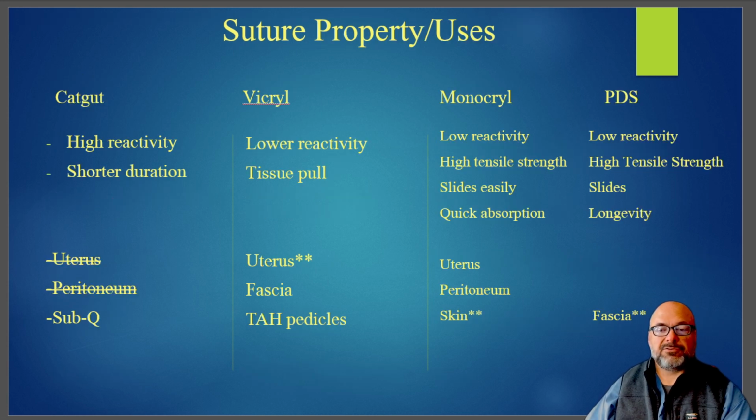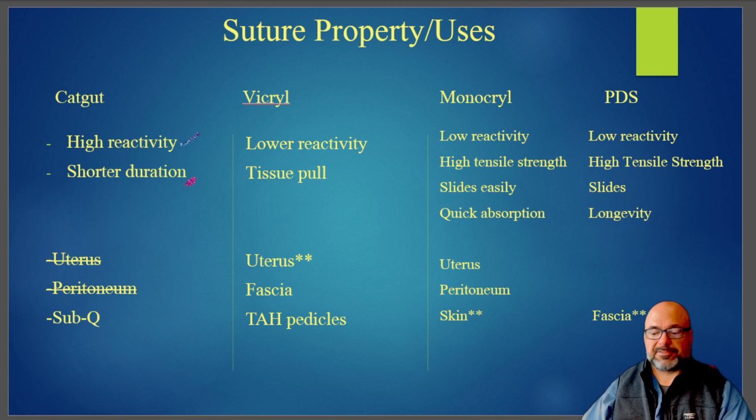So let's talk about some of the uses of different suture, and specifically tailor this to obstetric and gynecologic surgeries. Catgut in general, again, that high tissue reactivity, quite an inflammatory response as it's being broken down. As we talked about, it does have kind of a shorter duration as far as how long it's providing that tensile strength. It's really, really rare to see chromic used on the uterus, maybe a couple of older school folks. We don't use it on the peritoneum because of the reactivity and the potential for adhesion formation.